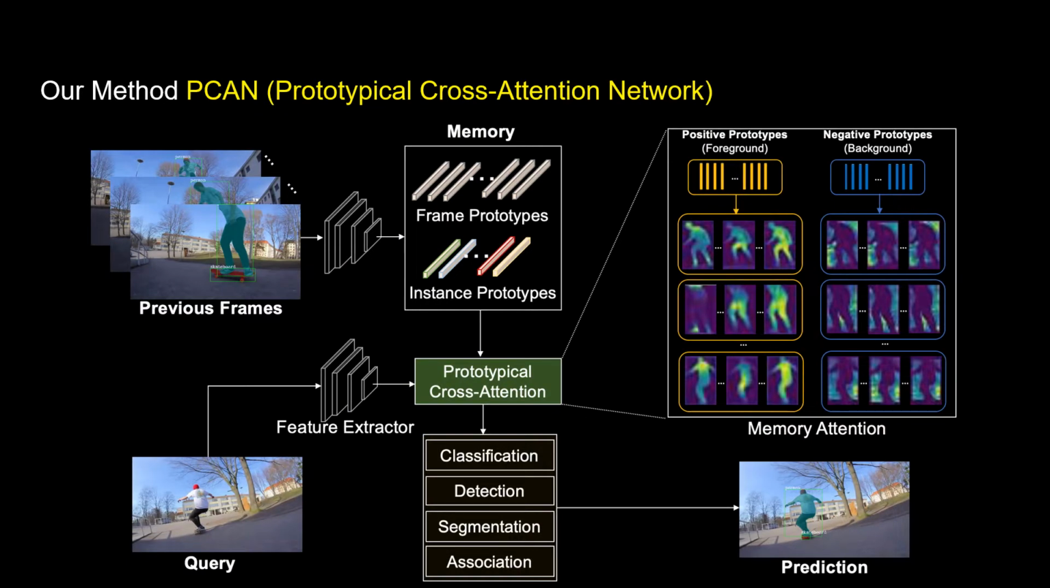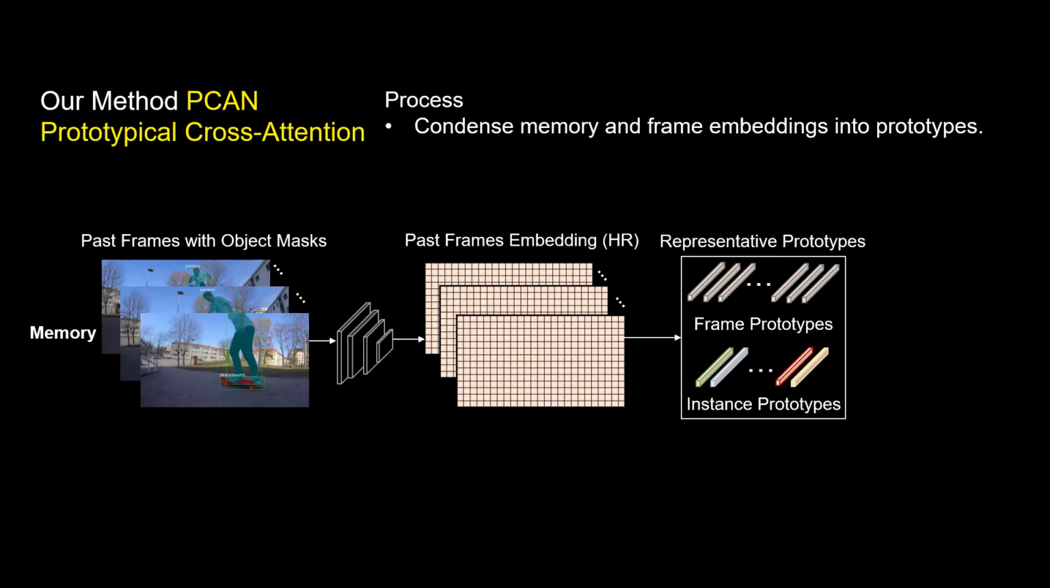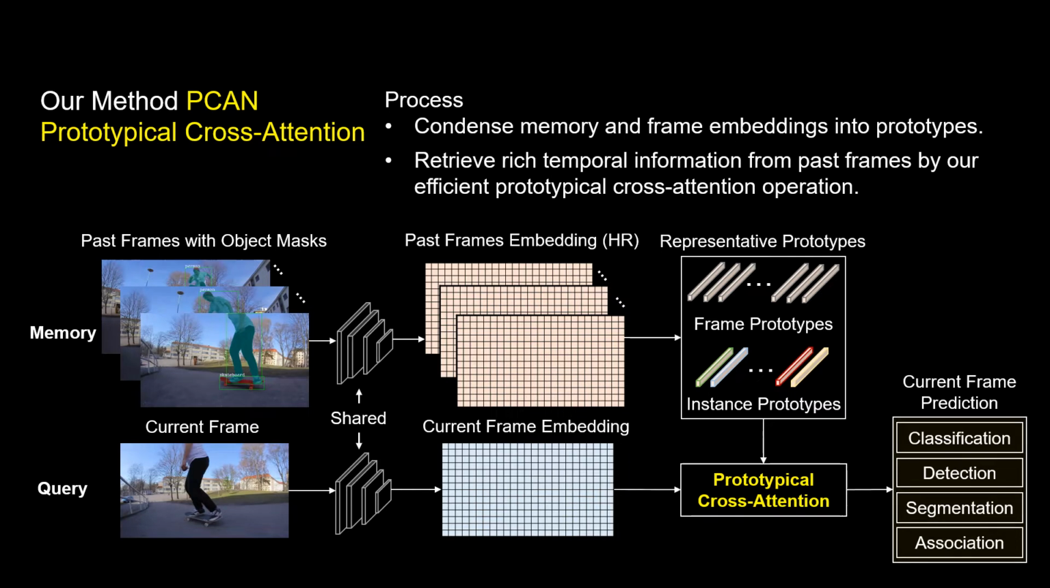We propose the Prototypical Cross-Attention Module for MOTS. The key component is the efficient prototypical cross-attention operation to retrieve rich temporal information from past frames. PCAN first condenses the spacetime memory and high-resolution frame embeddings into frame-level and instance-level prototypes. The former aims to align and aggregate temporal frame features stored in memory, while the latter represents each video tracklet with contrastive mixture foreground and background prototypes.